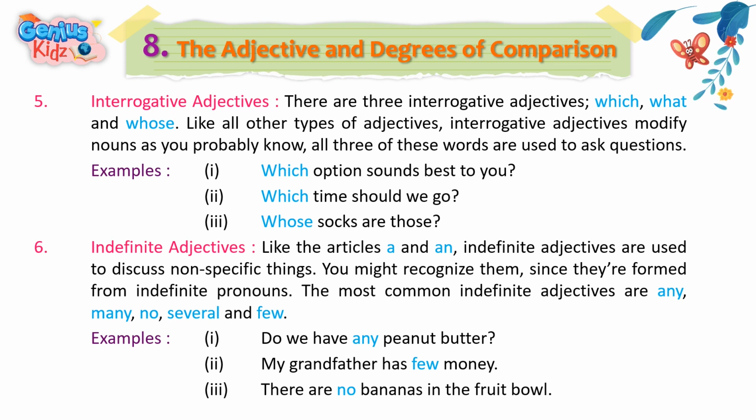6. Indefinite adjectives. Like the articles a and an, indefinite adjectives are used to discuss non-specific things. You might recognize them since they're formed from indefinite pronouns. The most common indefinite adjectives are any, many, no, several, and few. Examples: 1. Do we have any peanut butter? 2. My grandfather has few money. 3. There are no bananas in the fruit bowl.